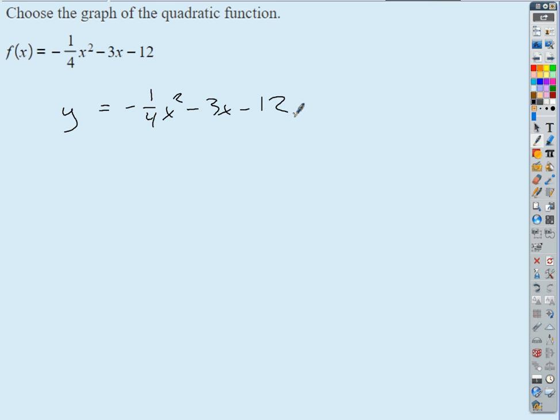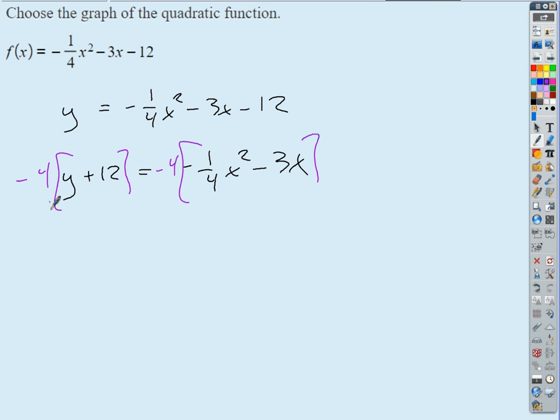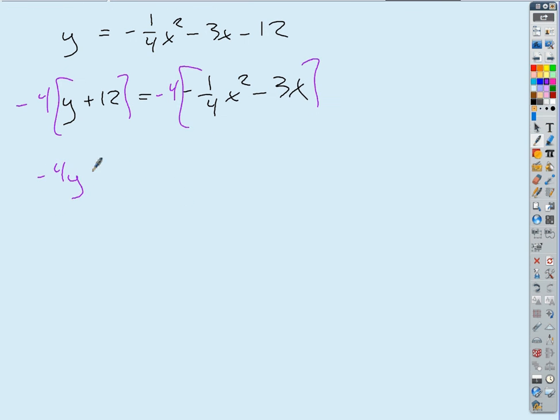So, what would I do then? Add 12. Now what? Okay, but dividing by negative 1/4 is the same as multiplying by negative 4. Now you'll see how easy this is, I promise you. Watch this. So then what am I going to get? If I do that, I get negative 4y minus 48 equals x squared plus 12x. Look how easy this is going to be.